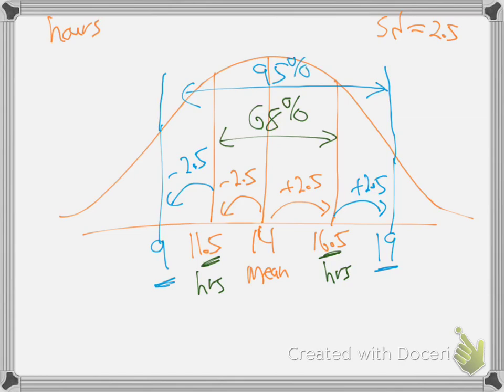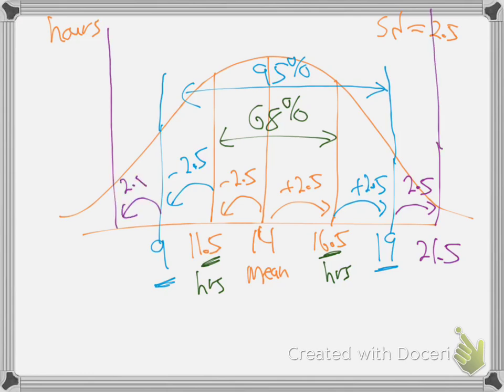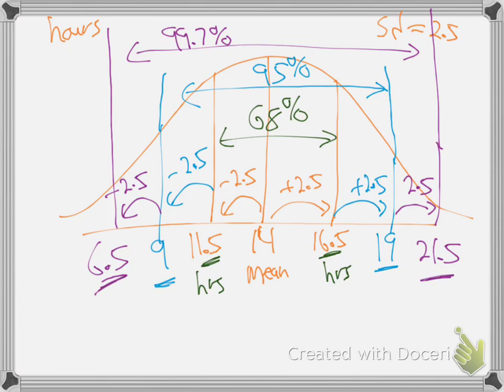95%. Finally, one more jump to the right. You just keep doing the same standard amount, right? 2.5, that'd be 21.5. And then another jump to the left of 2.5. Subtract, what is that, 6.5? So 99.7% of all statistics students study somewhere between 6.5 hours and 21.5 hours per week on their stats work.